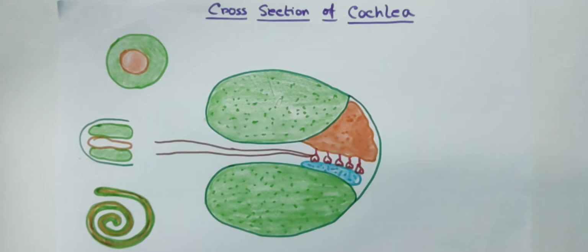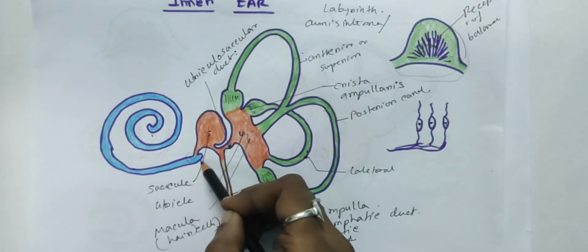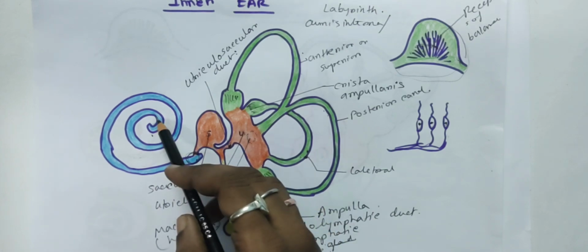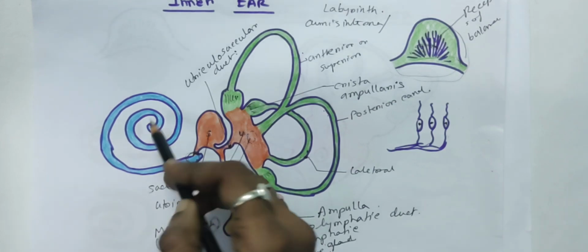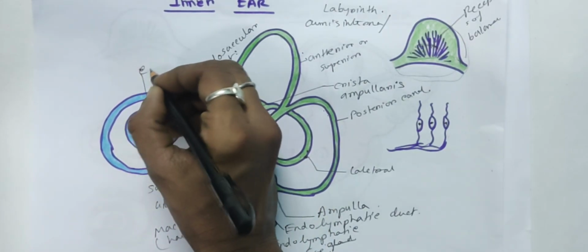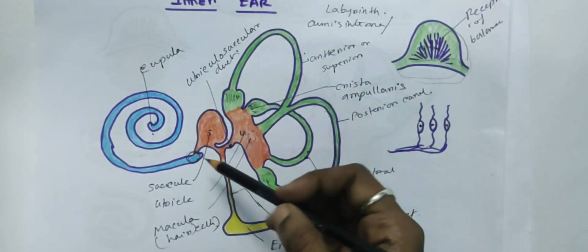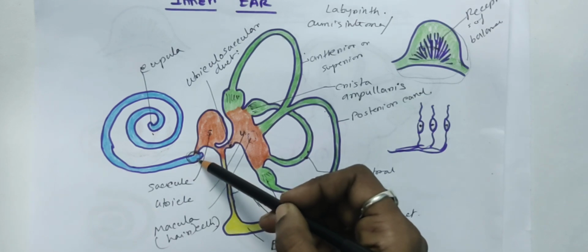Let's see on the previous slide. The cochlear base is broad, and this is the apex and this is the base. The apex is called the cupula, and the base is broad.